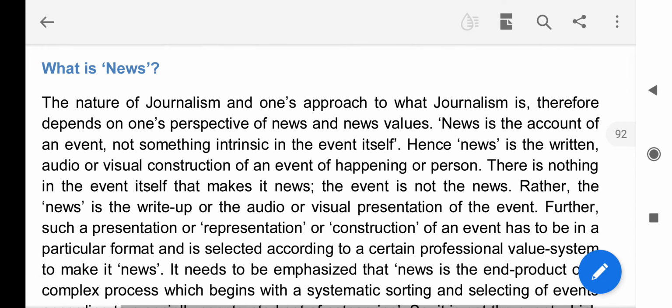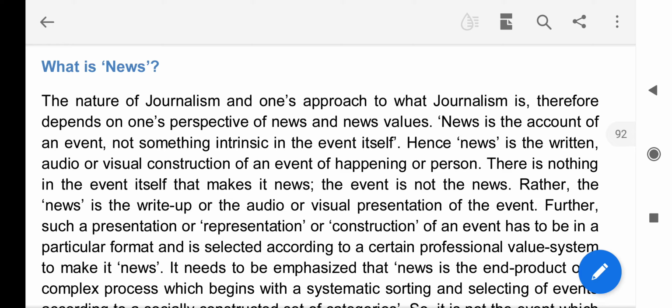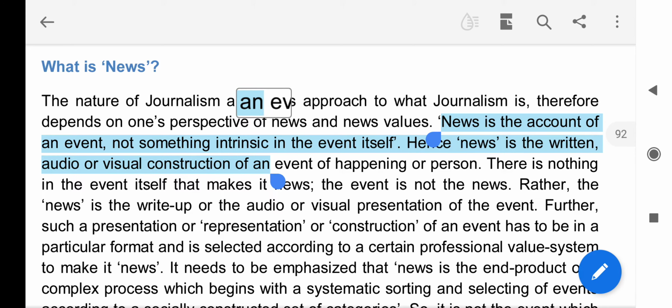Now, what is news? The nature of journalism and one's approach to journalism therefore depend on one's perspective of news and news values. News is the account of an event, not something intrinsic in the event itself.